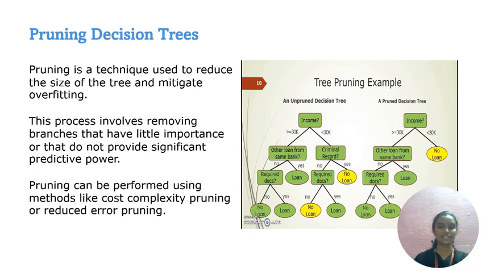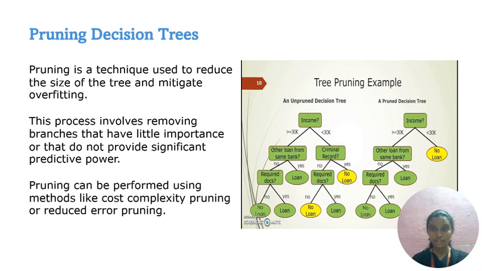Pruning decision trees. Pruning is a technique used to reduce the size of the tree and mitigate overfitting. This process involves removing branches that have little importance or that do not provide significant predictive power. Pruning can be performed using methods like cost complexity pruning or reduced error pruning.